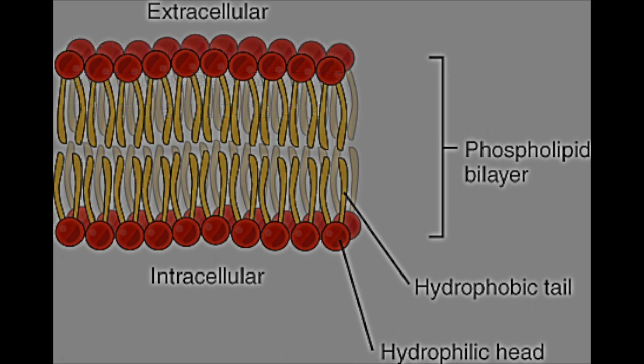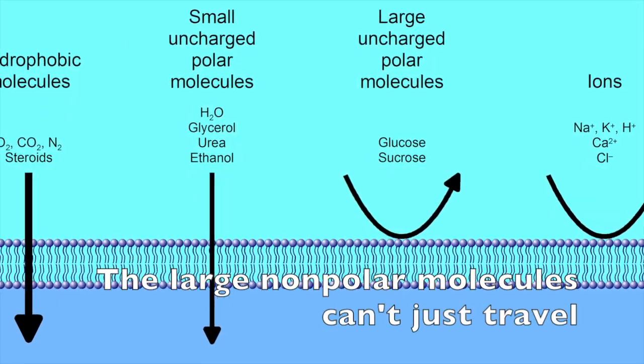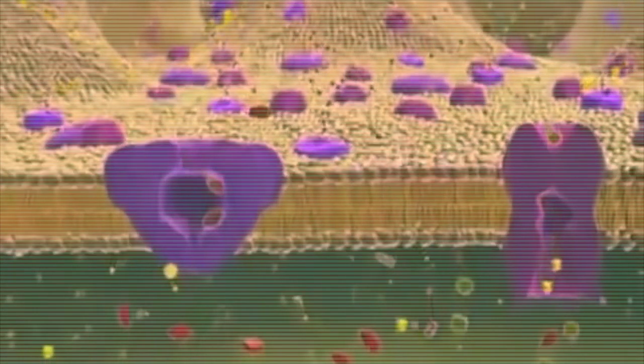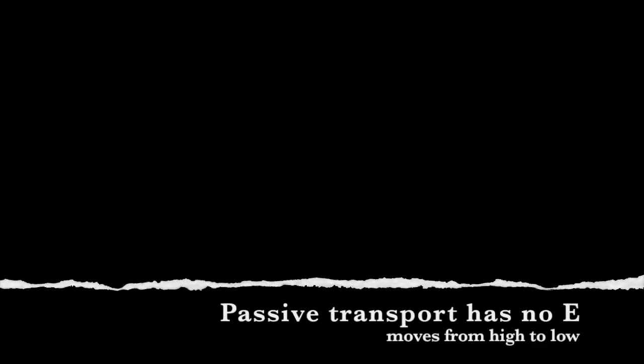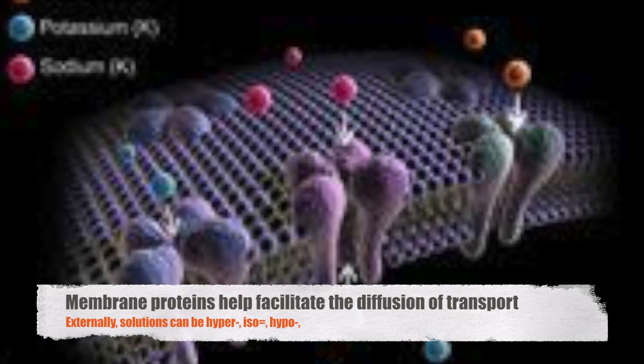Small non-polar molecules like O2 can pass through. Large polar molecules can't just travel inside the cell without an embedded channel. Passive transport has no energy and moves from high to low. Membrane proteins help facilitate the diffusion of transport.